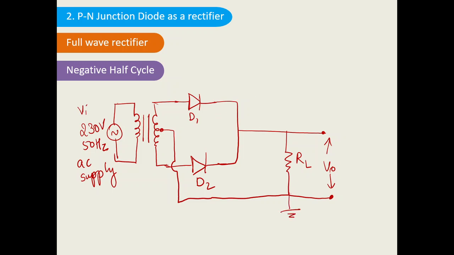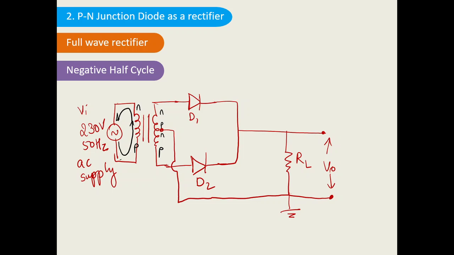Okay, now we'll say that the current flowing through the primary windings is nothing but the negative half cycle. Negative half cycle means the current is flowing in the opposite direction. For example, the current is moving in this direction. The current always flows from positive to negative. This side is positive, this side is negative. So this is P and this is N.